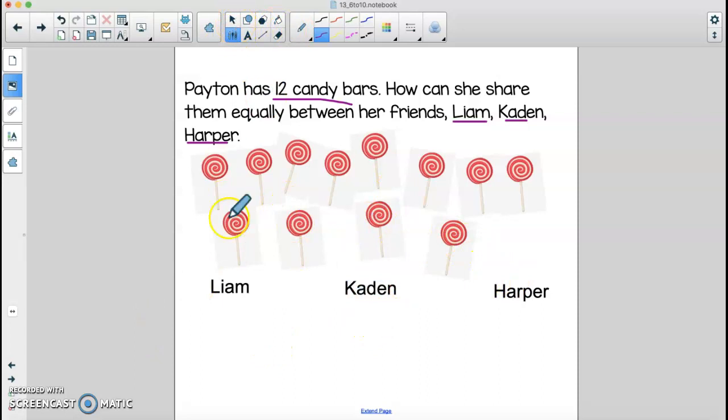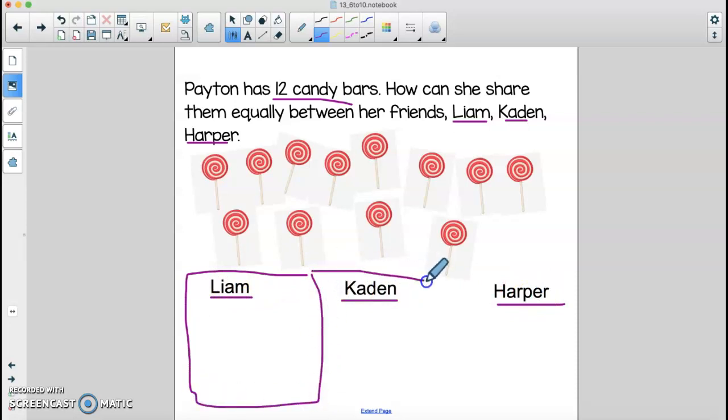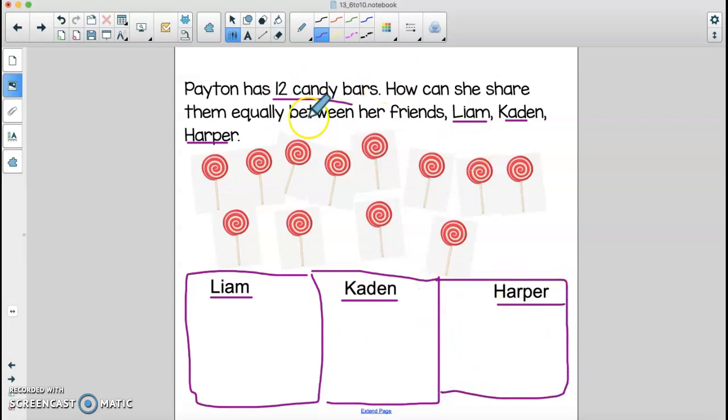So what I'm going to do is I drew out Liam, Caden, and Harper so that I knew that's how many groups I had to make. I could even just make a box for each person to show that's how many groups, because there's 3 kids. It doesn't actually say that in the problem though. It only has the number 12, but you have to know that Liam is a group, Caden is a group, and Harper is a group. So what I'm going to do is pass them out.